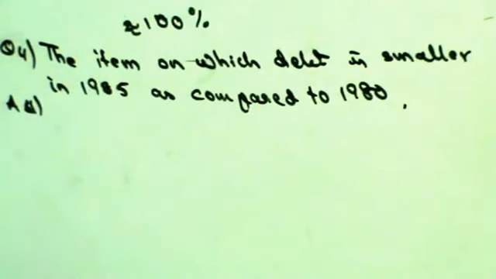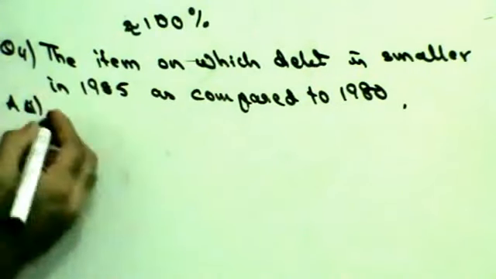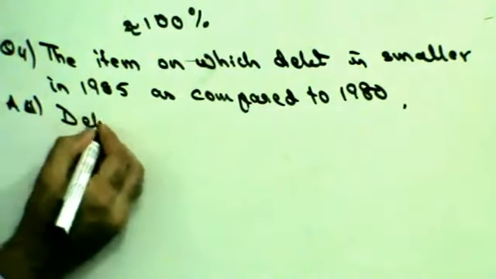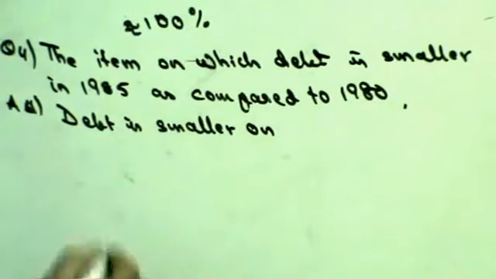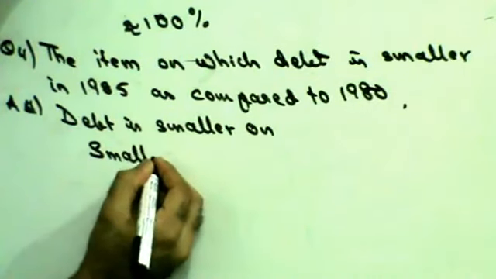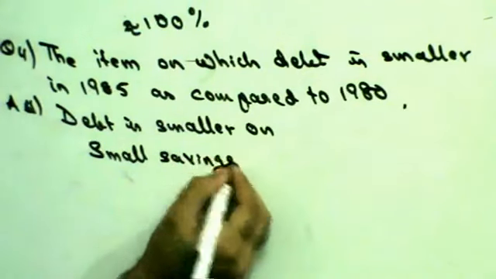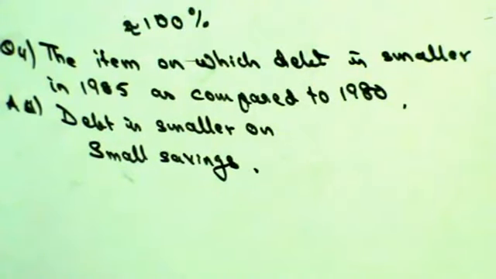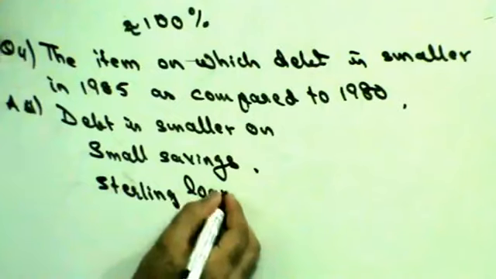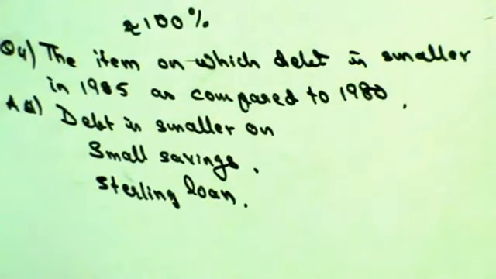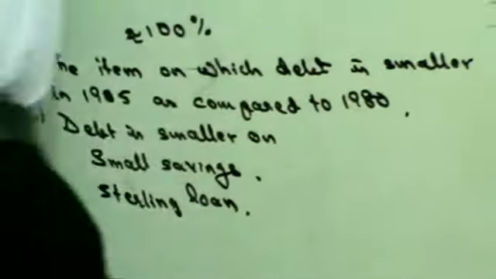Now, let's see this. In 1985, the rupee loan is 1553, which is more. Small savings is 103 as compared to 153, so it is smaller. Debt is smaller on small savings. One is small savings. Sterling loans: T-bills has increased and sterling loans has decreased. So items on which debt is smaller in 1985 as compared to 1980 are small savings and sterling loans. Right? Next.